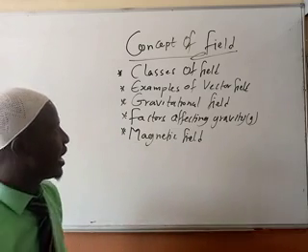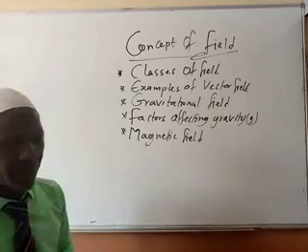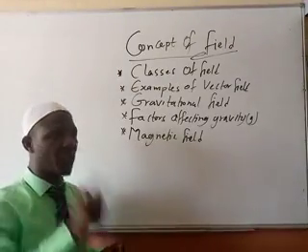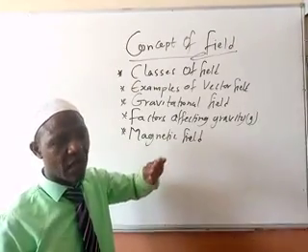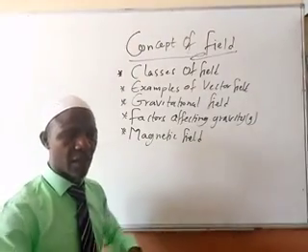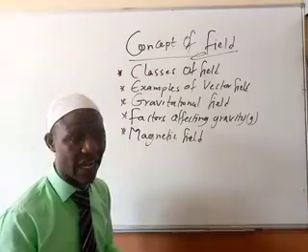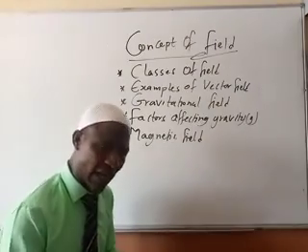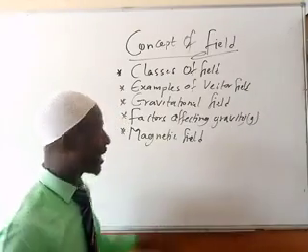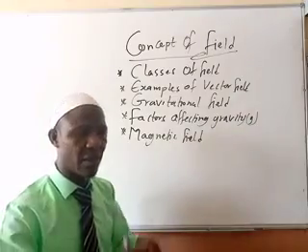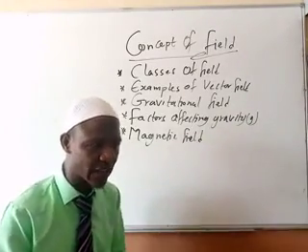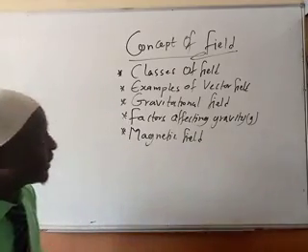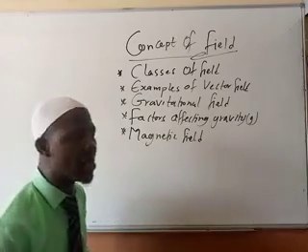Then we have classes of field. We have scalar field and vector field. Don't forget, in the previous class, our SS1 topic, we classified quantities into scalar and vector. A scalar does not have a direction. Likewise, this year we are talking about vector field, those that have both magnitude and direction, while scalar field has only magnitude.